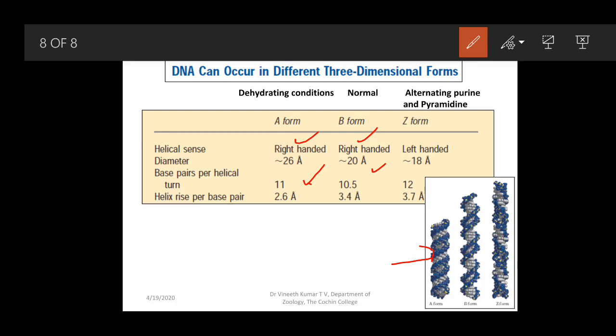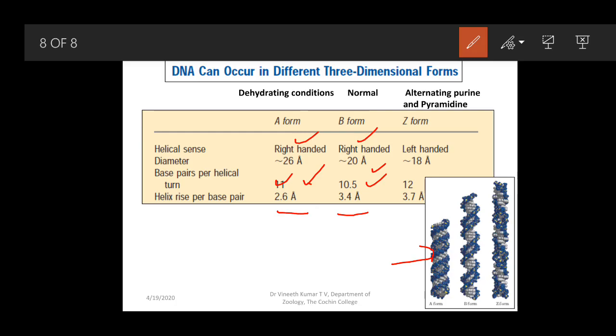Here also the base pairs per turn, which was 10.5 in a normal DNA, becomes 11. And the rise per turn, as we said earlier, in the B form DNA was 3.4 angstrom, which is 0.34 nanometer, the distance between two nitrogen bases, one below and one above. But here, when it shrinks, the distance also reduces to 2.6 angstrom.